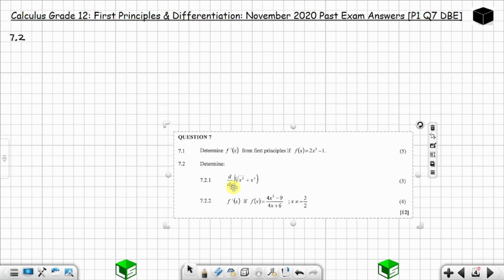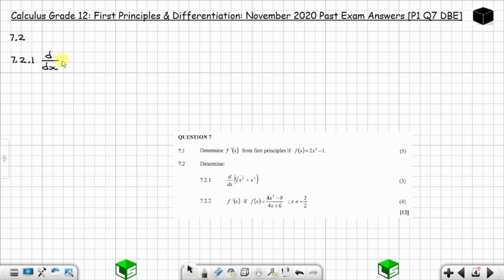So what they want you to do is to find the derivative. Okay, do not be confused with the notation. They want you to find the derivative. I hope you can see that in the video I'm going to post on calculus. I'll post a video on calculus where I'm going to explain all this. For now, you have to know that they want you to find the derivative of what is in the bracket. Okay, let me write down the question. So 7.2.1, we have this. Okay, they want you to find the derivative of what is in the bracket.